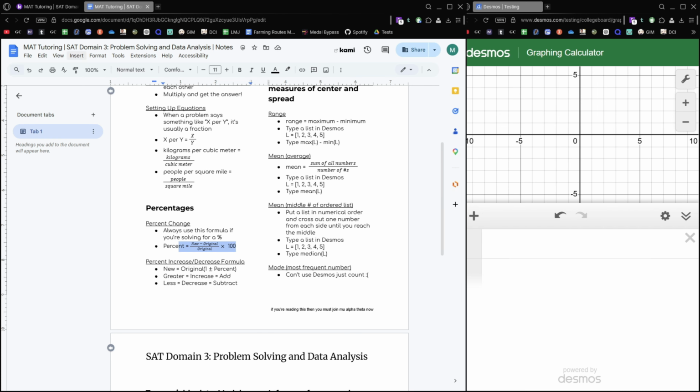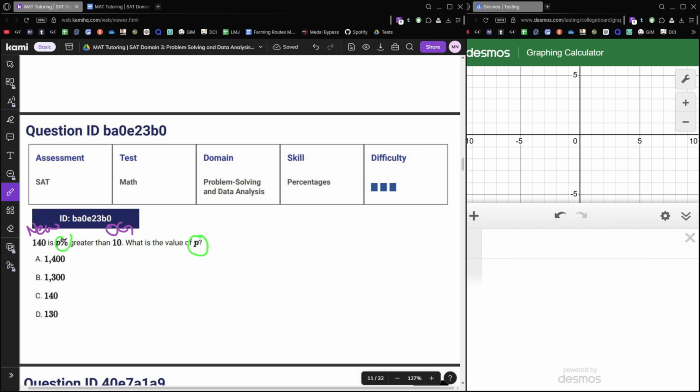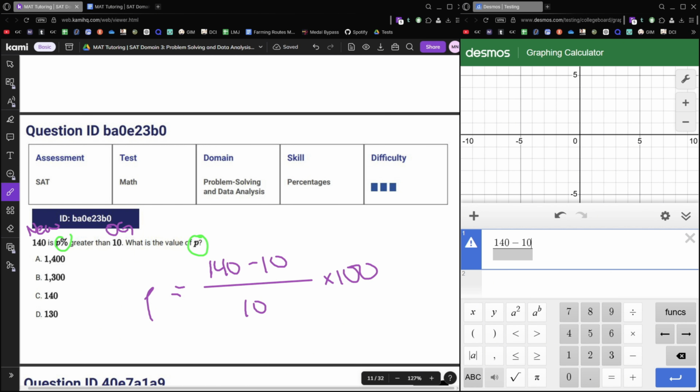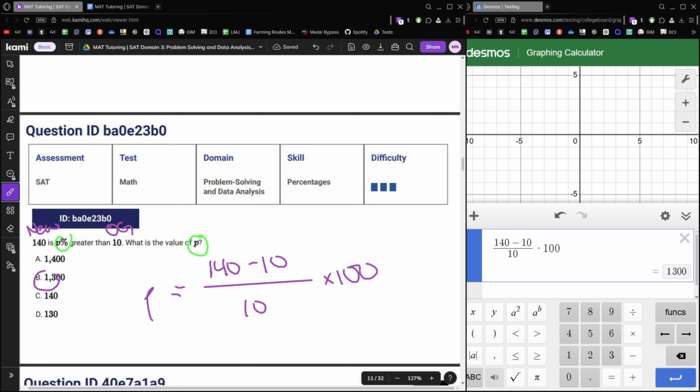New minus original over original times 100. 140 minus 10 divided by 10 times 100. And this would get us the value of p. So let's go ahead and put this into Desmos. 140 minus 10 over 10 times 100. And we get our answer would be 1300. So that means our answer will be B.